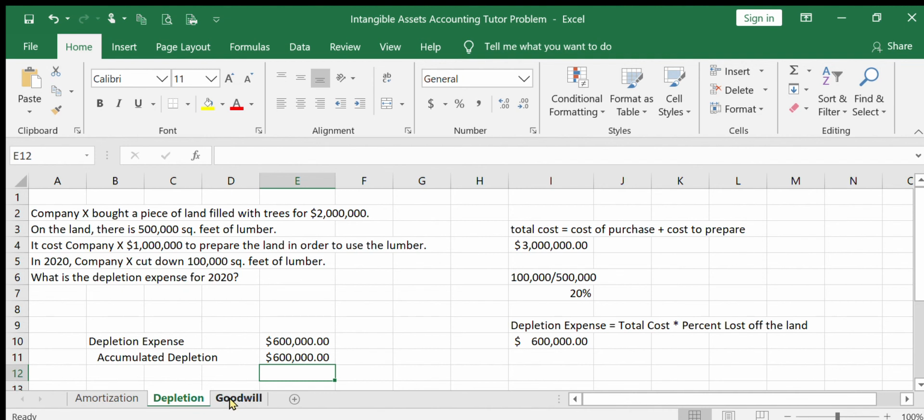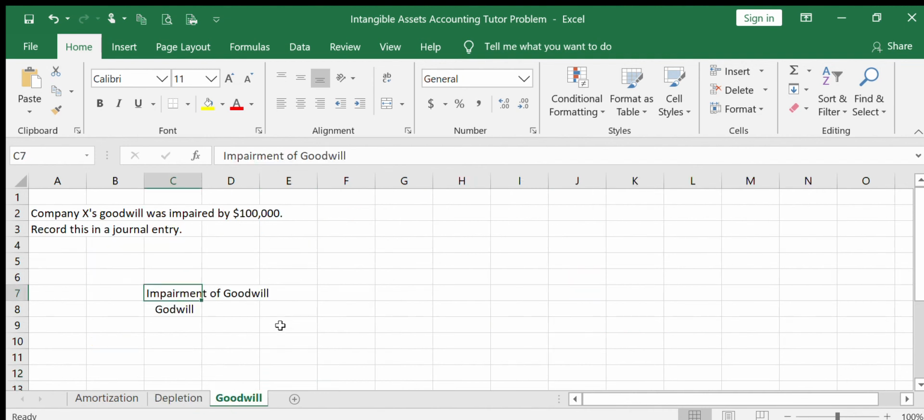So the last thing that we need to do in terms of intangible assets is we're going to talk about goodwill. So goodwill is basically what gets put on a balance sheet when one company buys another company for more than that company was worth. So if company X bought company Y for $500,000, but they're really only worth $400,000, to balance the books, they would put $100,000 of goodwill.